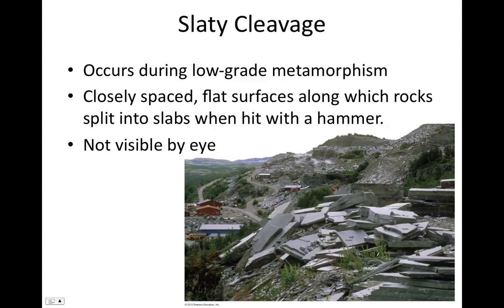So slaty cleavage is a type of foliation that occurs during low-grade metamorphism. What happens is little tiny clay minerals recrystallize into parallel and more compact chlorite and mica mineral crystals. And the rock can easily break or cleave along the planes parallel to the tiny little platy minerals, these chlorite and mica minerals. And so the rock can cleave into these flat slabs. And so slate does this very well. It has this cleavage where it breaks into these flat slabs.